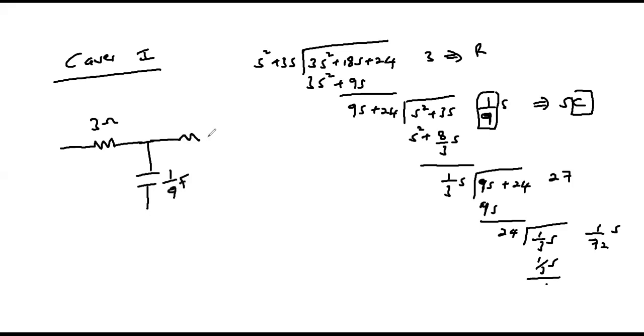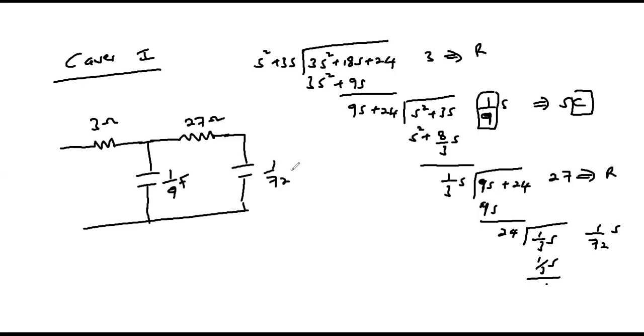Next, we have a resistor. The resistor, we compare 27 with the resistance, and therefore the resistance is 27 ohms. Finally, we have a capacitor or admittance due to capacitance. In that admittance, again, if you compare this with SC, it will be 1/72 farad. And this is the Foster implementation of the transfer function using RC networks.